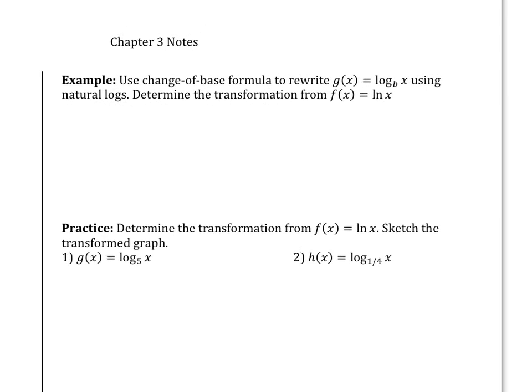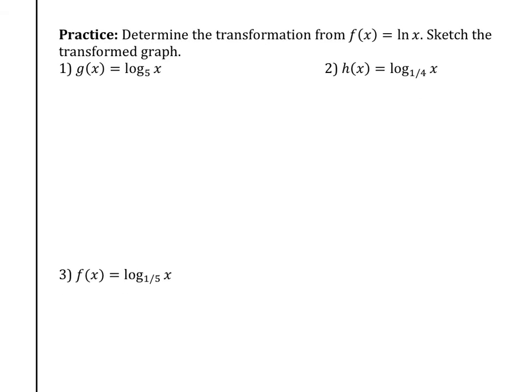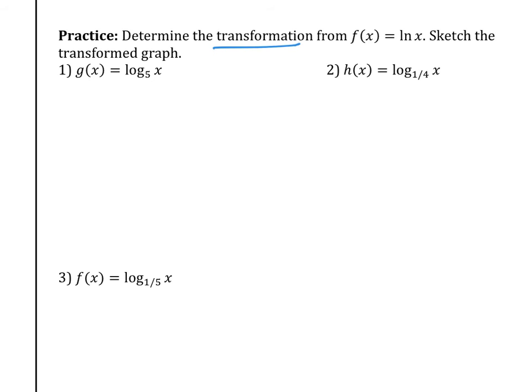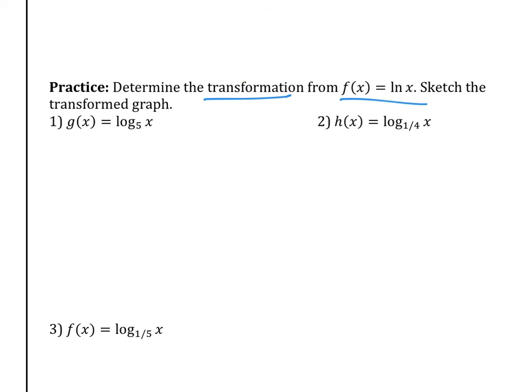All right, so now let's go ahead and practice. So same thing as before. Let's do this one. Okay, so we're going to figure out the transformation from natural log x and sketch. The sketch part is not that important because all the graphs kind of look the same. All right, let's go ahead and change this. So we're going to use change of base so that this log becomes a base with natural log. All right, so this wants a natural log, so we're going to just change it to a natural log x over natural log 5 using the change of base formula.